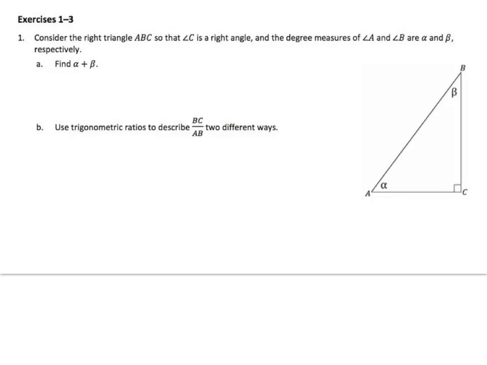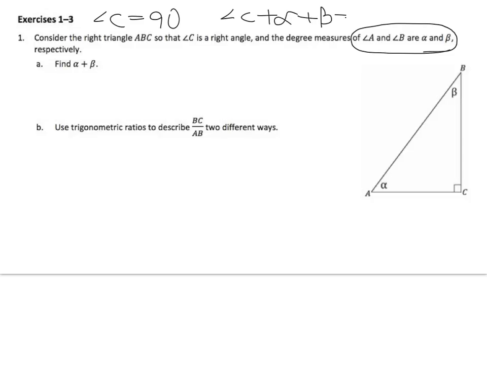Consider the right triangle ABC so that angle C is the right angle, and the degree measures of angle A and angle B are alpha and beta respectively. So what is alpha plus beta? Well, we know that angle C is a right angle, 90 degrees, and we learned a long time ago that angle C plus alpha plus beta equals 180, so we can conclude that alpha plus beta equals 90 degrees.